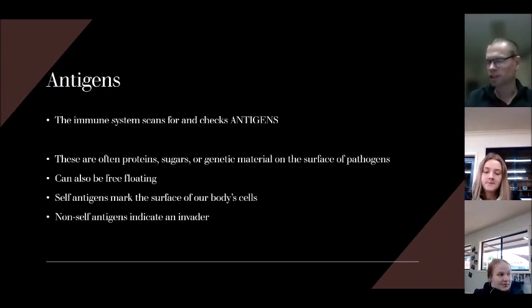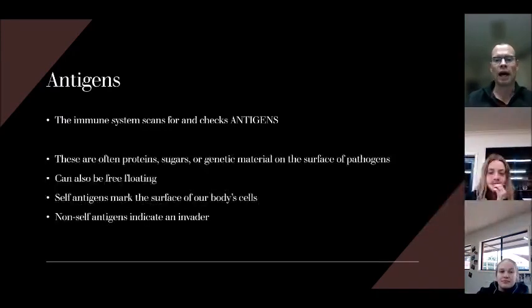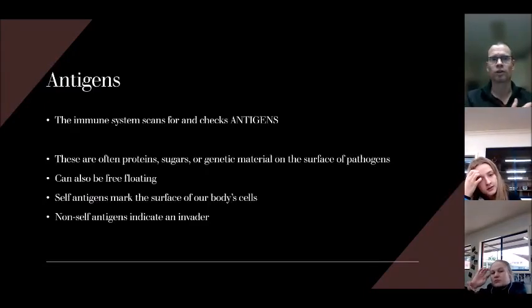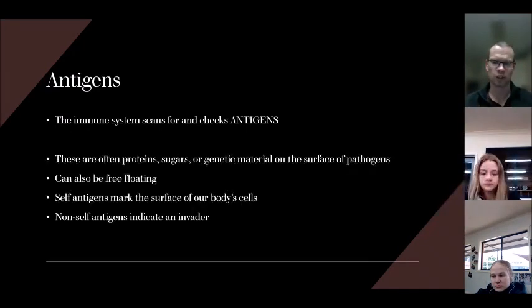So antigens, what is the immune system checking for? It is looking for antigens. Again, they're the cell surface markers. They're usually proteins, but can be sugars, even DNA with respect to viruses in particular, that are on the surface of pathogens. They may be attached to the surface, and they can also be free floating. And we have self-antigens on the surface of all of our body cells. Non-self antigens are important because that's what triggers the immune system to recognize that there's something invading.